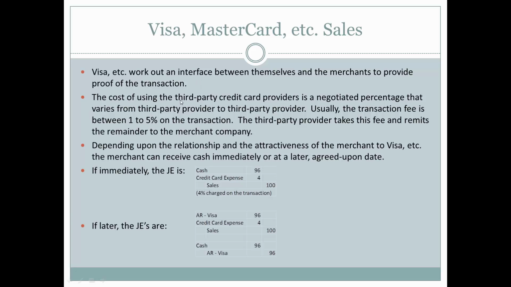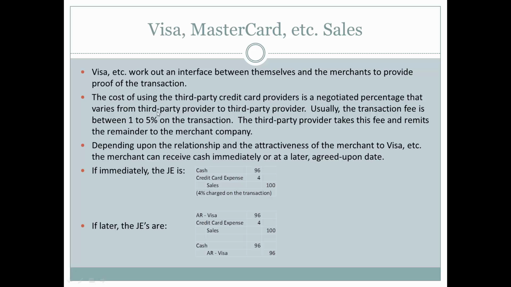The cost of using the third-party credit card providers is a negotiated percentage that varies from third-party provider to third-party provider. So the cost of using the third-party credit card providers, the Visa and MasterCard and Discover, is a negotiated percentage between the merchant and the third-party provider, and it varies between Visa, MasterCard, Amex, and Discover.